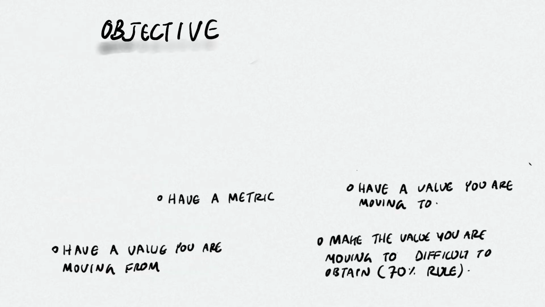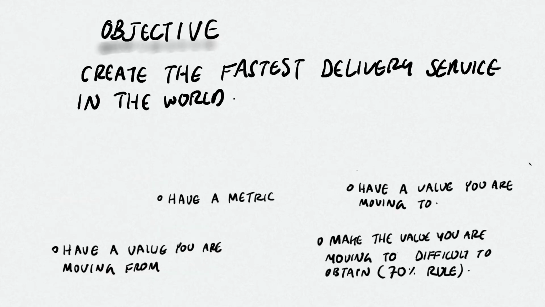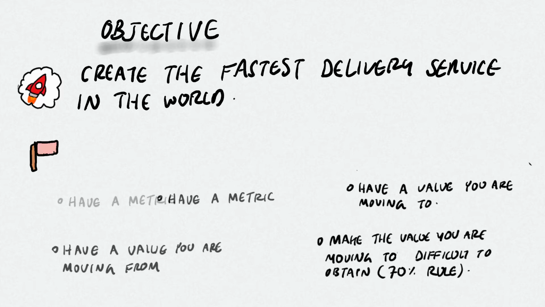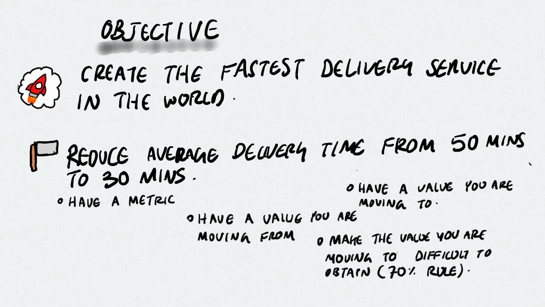So let's apply these principles to a possible real-world example. I gave the example objective of creating the fastest delivery service in the world for the sake of this example. Let's just pretend the fastest delivery service in the world is currently 30 minutes door to door. So let's apply the rules.